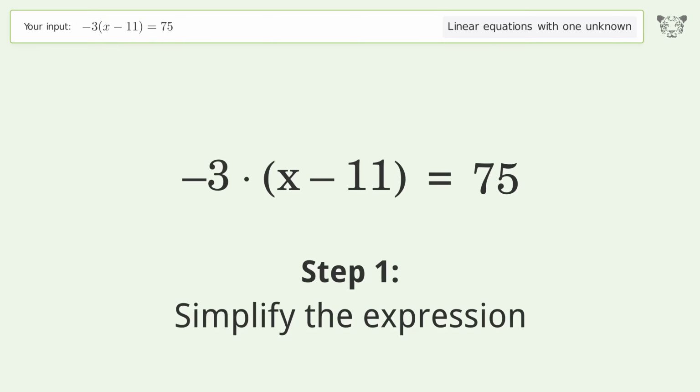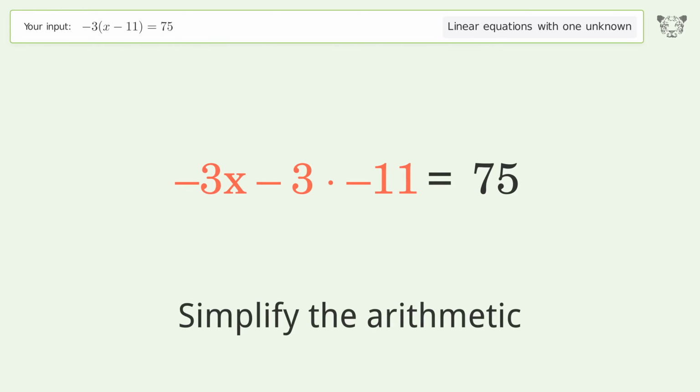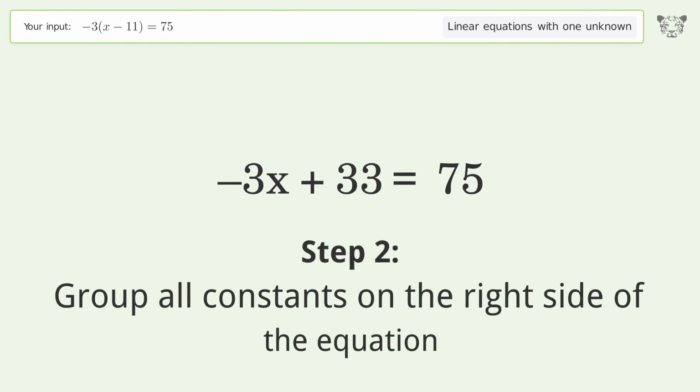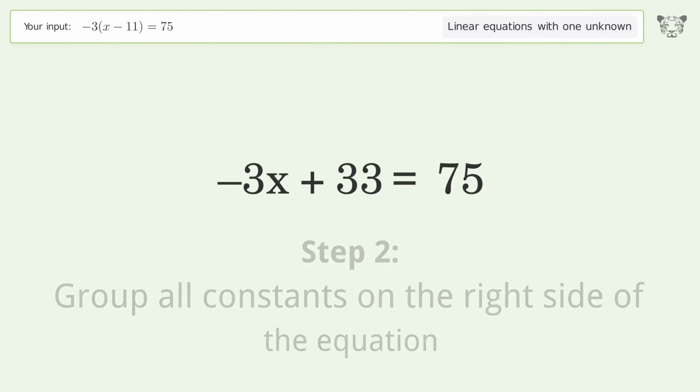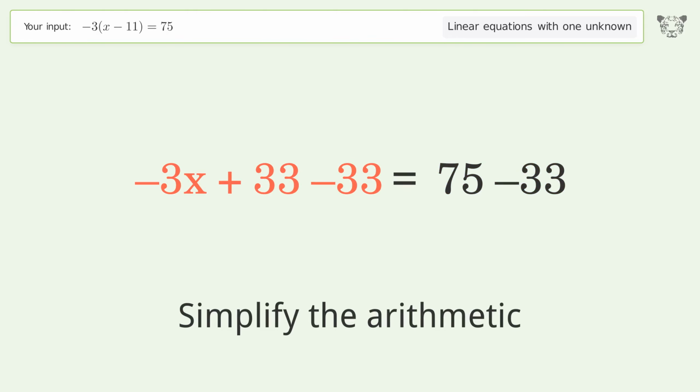Simplify the expression. Expand the parentheses. Simplify the arithmetic. Group all constants on the right side of the equation. Subtract 33 from both sides. Simplify the arithmetic.